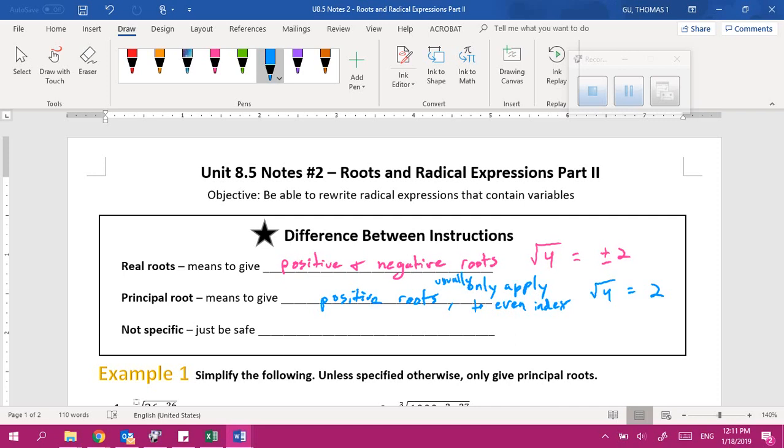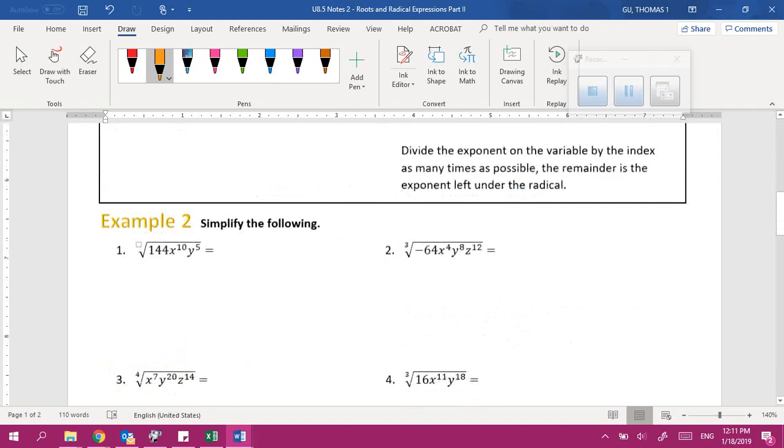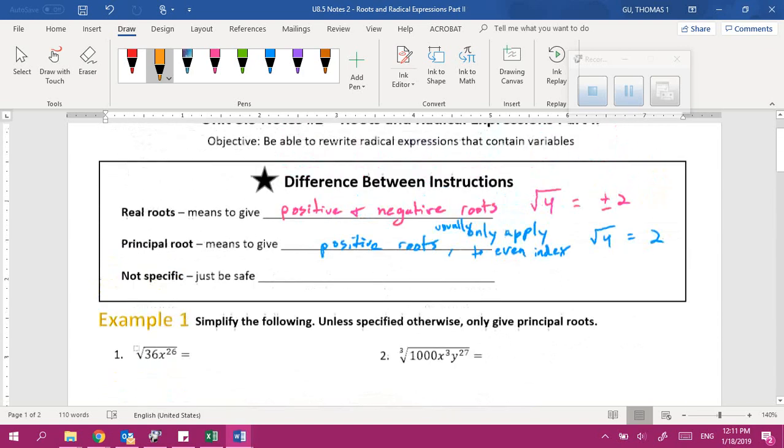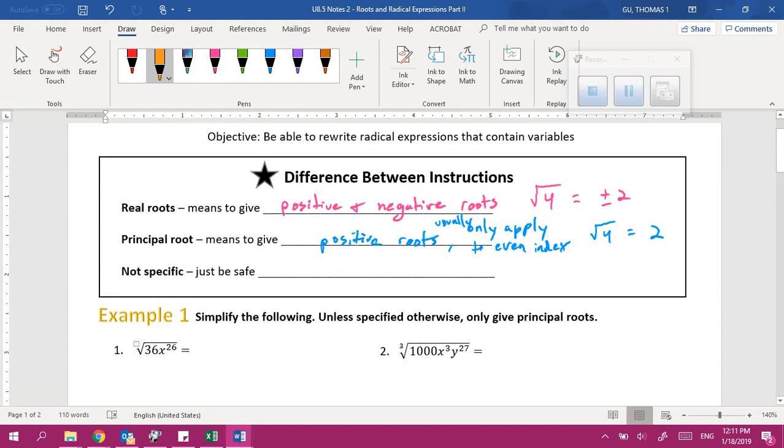All right, now here's the last thing though. When it's not specific, for example, look at these problems down here where it just says simplify the following. It doesn't say anything about real roots, doesn't say anything about principal roots. Not specific, just to be safe, guys. This is especially important when you go into college and things like that. You don't want to just assume what your professor or your teacher's looking for, right? Because especially when we get into square roots, the way you say things and the definition, depending on the teacher, that's going to change what they're looking for. So make sure when it's not specific, just be safe and just ask your teacher.